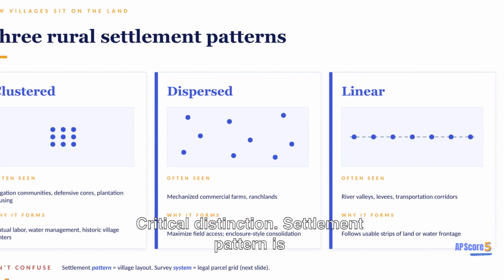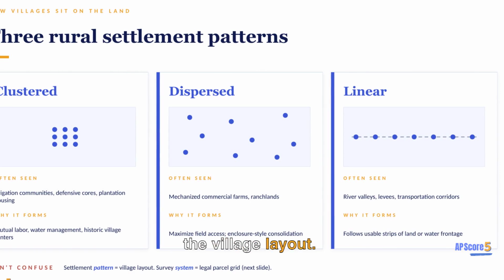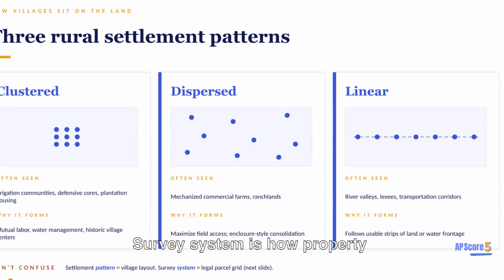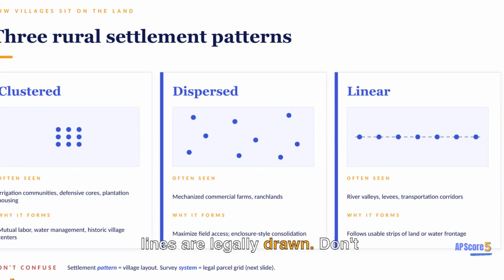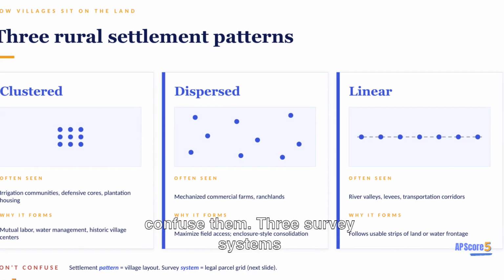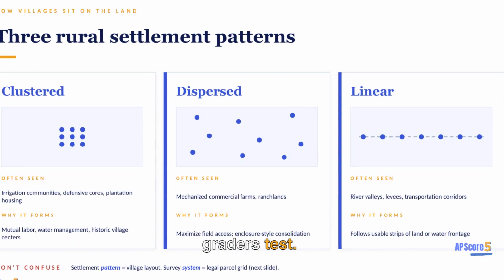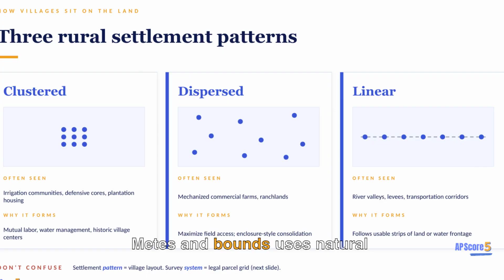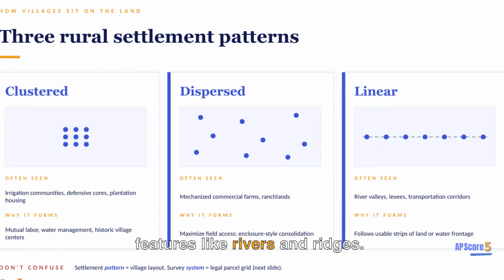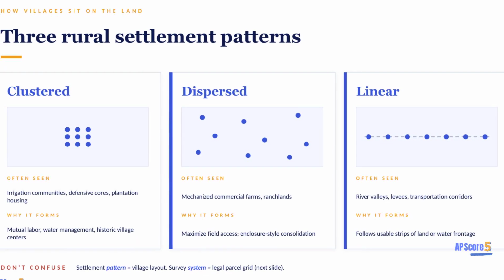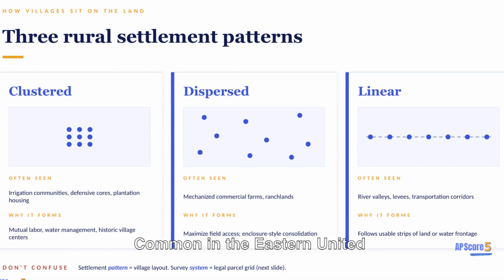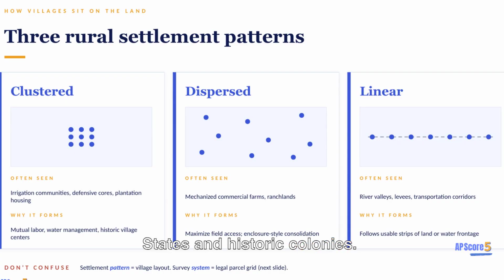Critical distinction. Settlement pattern is the village layout. Survey system is how property lines are legally drawn. Don't confuse them. 3 survey systems graders test. Meets and bounds uses natural features like rivers and ridges. Common in the eastern United States and historic colonies.